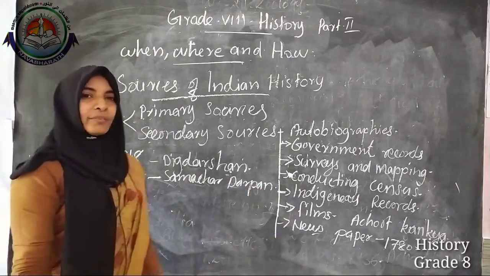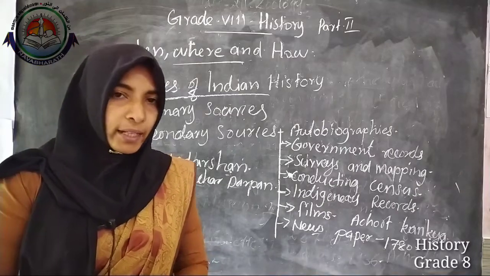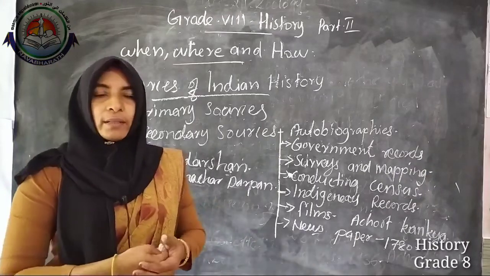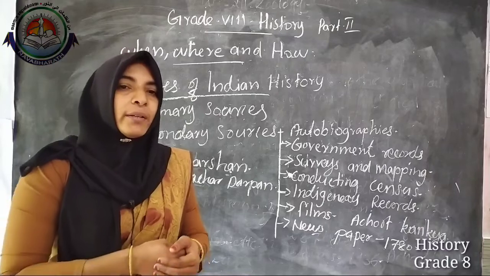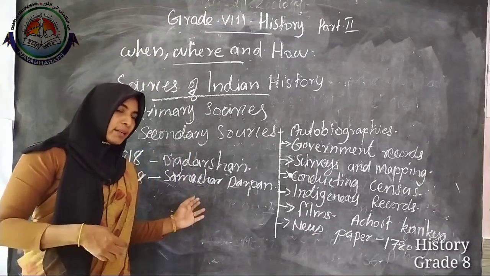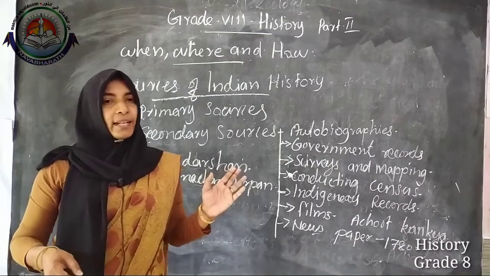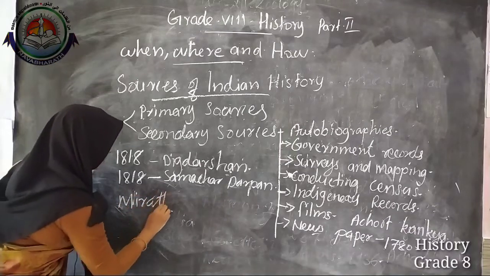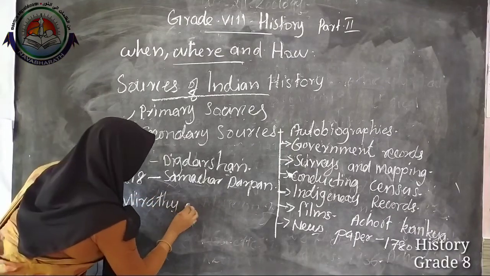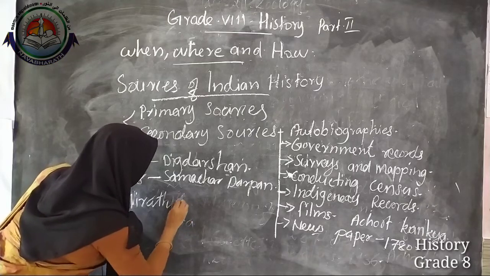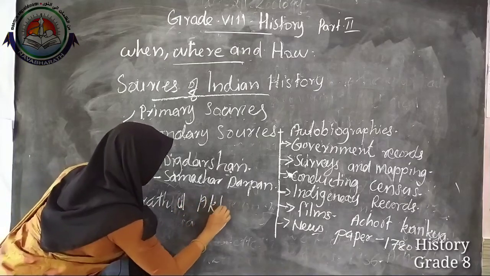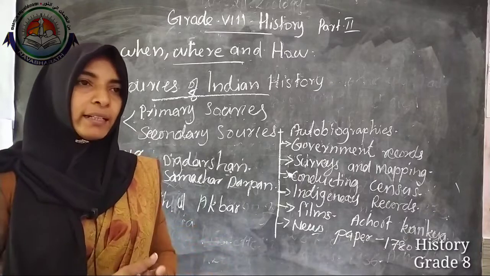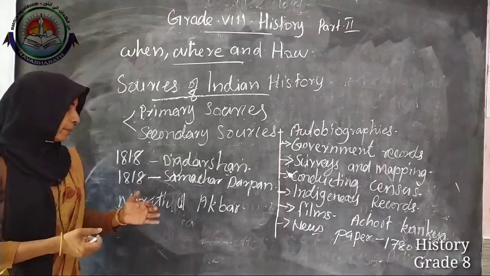Then after that we published many newspapers in Sanskrit, Hindi and Persian languages. Miratul Akbar is an example of a newspaper edited in the Persian language. Then Bengal Herald. So many newspapers are there.